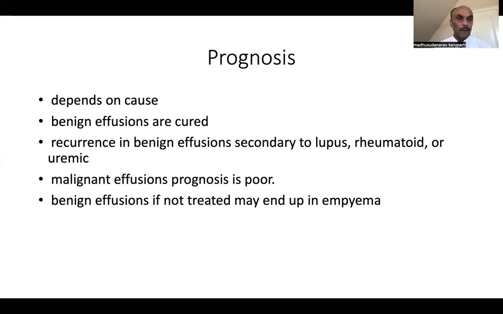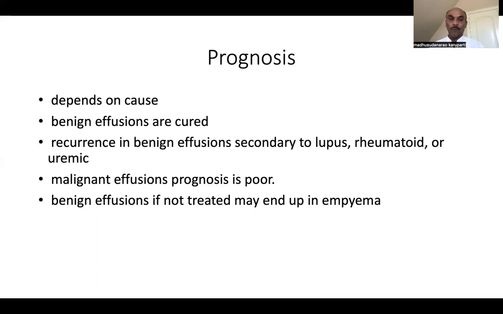Well, malignant effusions have poor prognosis because the condition underlying the malignant pleural effusion is malignancy, which is relatively resistant to treat. So the recurrent episodes of malignant pleural effusion, they have the poor prognosis.